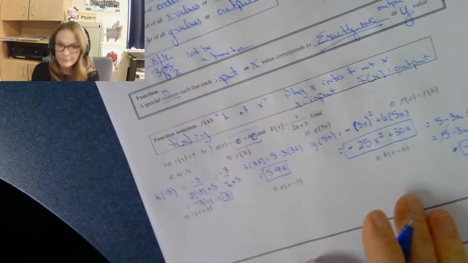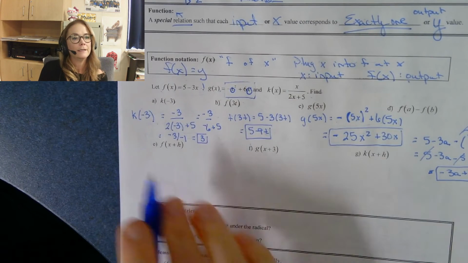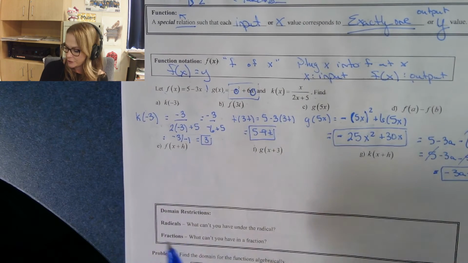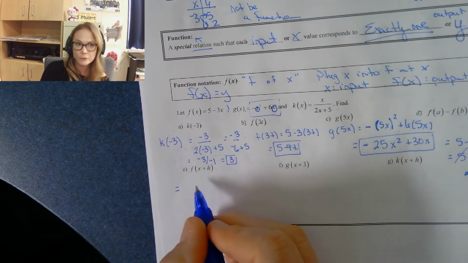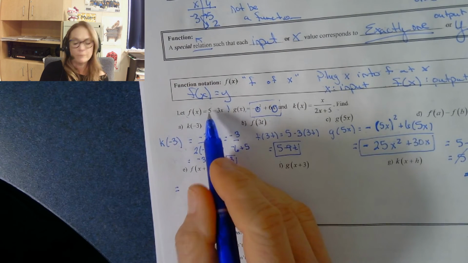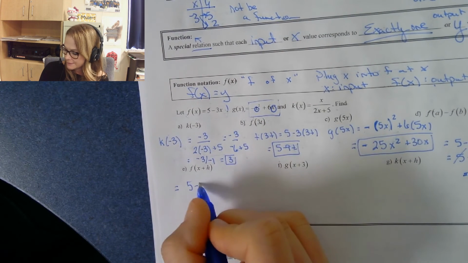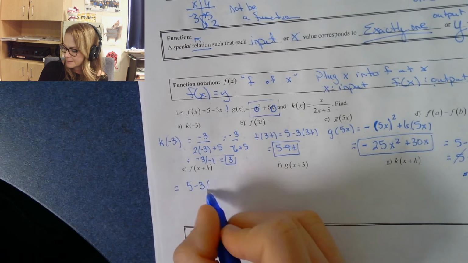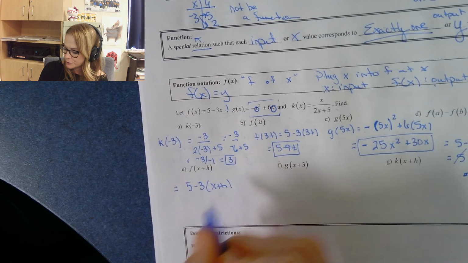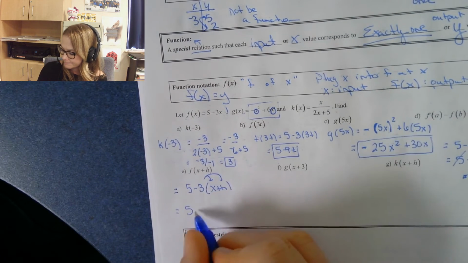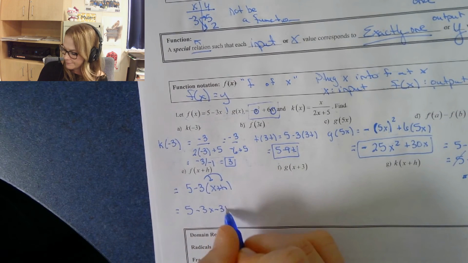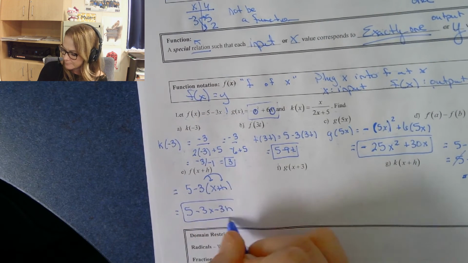All right, f of x plus h. Okay, so plug x plus h into f at x. I'll just save myself some room and just write equals and go for it. So 5 minus 3x. Instead of x, I'll write x plus h. And distributive property. And that's all I can do here. Those are not like terms.